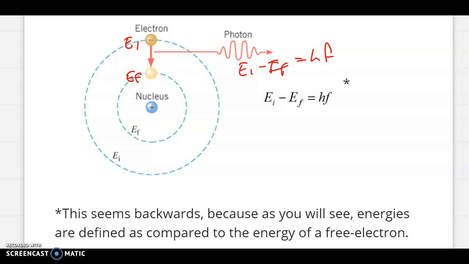Now, you might think, well, why isn't that final minus initial? It does seem backwards, doesn't it? You're going to see that as we go through this, we're always comparing to this electron that's free, and everything's compared to that. And so you're going to see that this energy is a very negative energy. This energy is a negative energy, but not as negative. More on that coming up in the future.